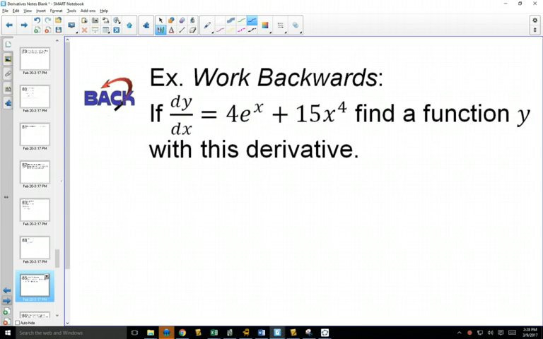If you were asked to work backwards, what would we have had originally? Well, 4e to the x would have stayed 4e to the x. You ready, Riley? Plus, here we would have an x to the 5. What number would have to be in front? A 3. And then that is an example of a function. Or if you wanted to add 88 at the end, perfect.